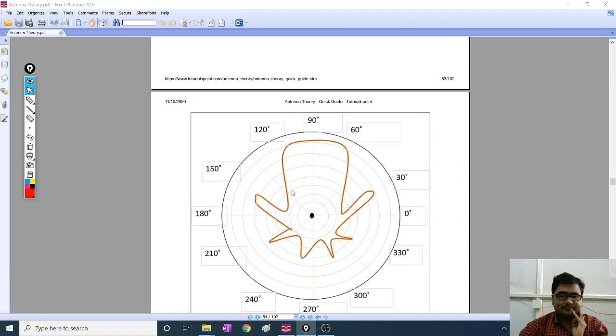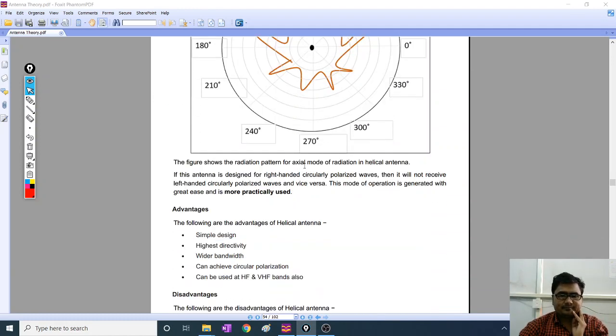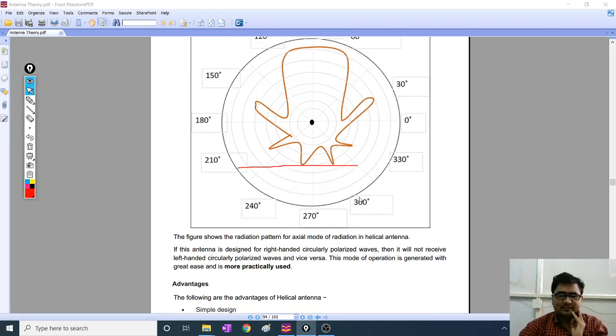Axis. Now here they are showing the radiation pattern of axial mode antenna or axial mode helix. Axial mode means in the direction in which your axis is, obviously in that direction the antenna should radiate.